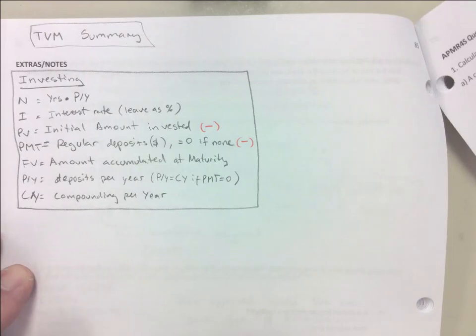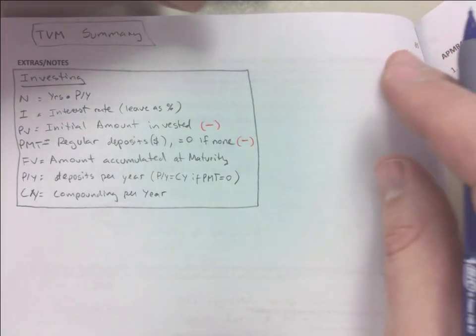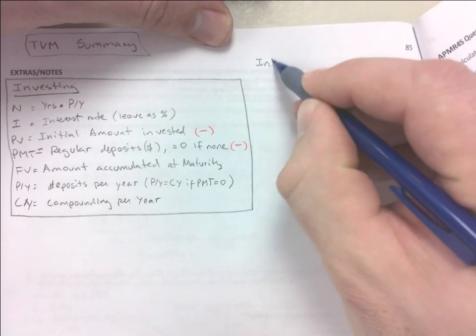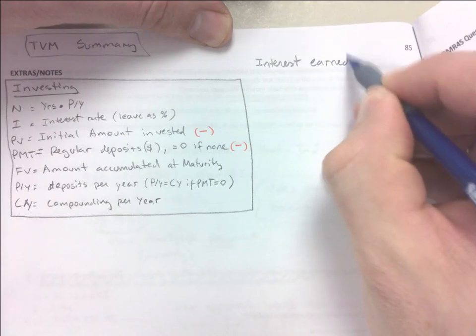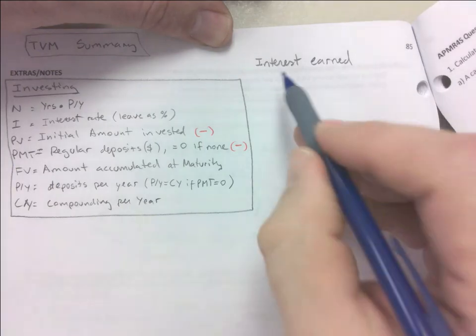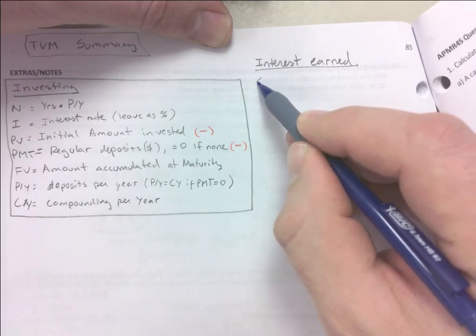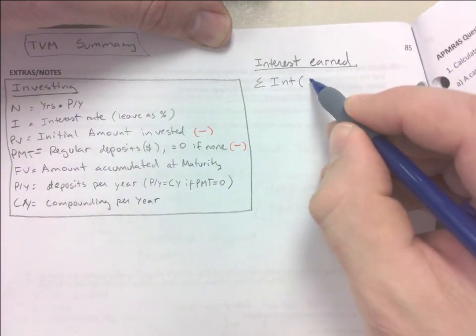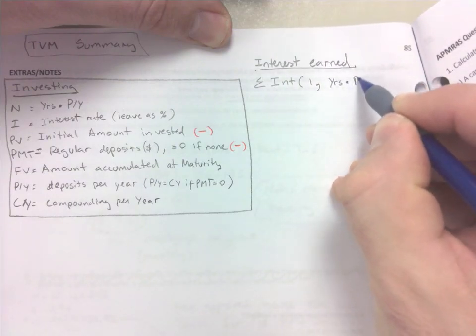And here's now formulas and functions that allow you to answer further questions. Interest earned or interest accumulated, you can use sum of interest. You go 1, comma, years times PY.